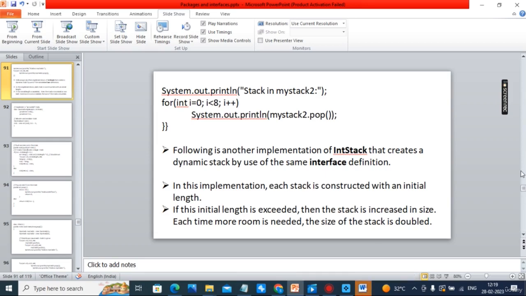So this way we have completed the packages and interfaces theory, the last part, that is part 3. From the next session we will continue with the practical part. So meet you in the next session.